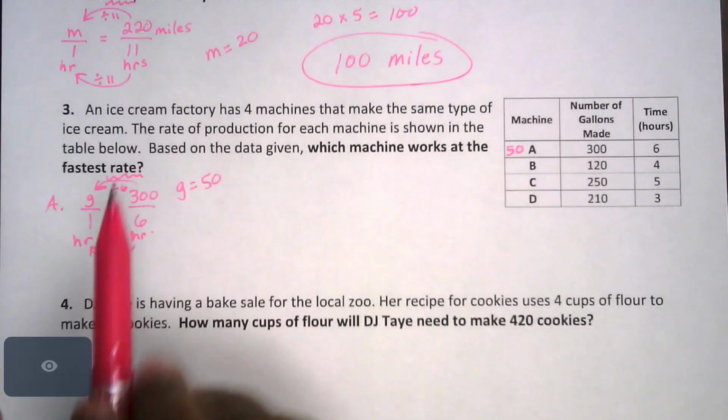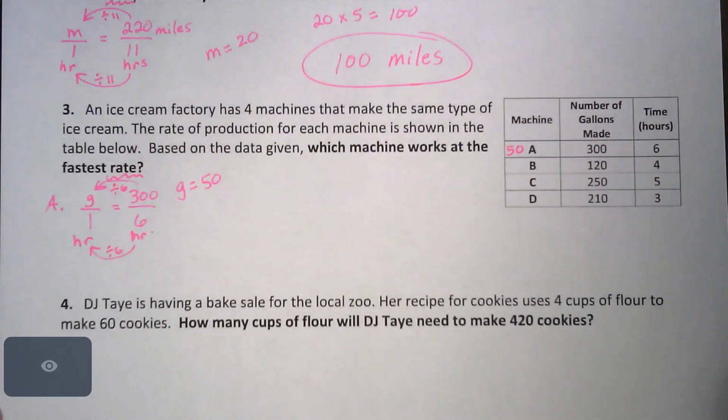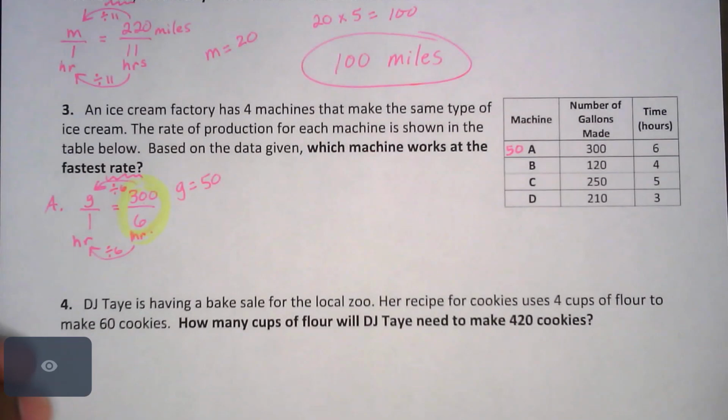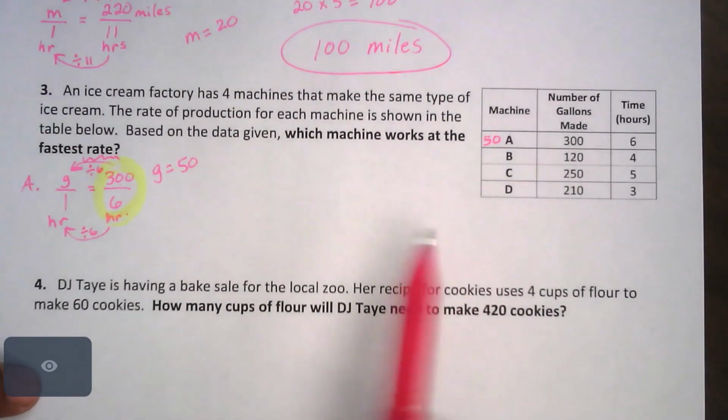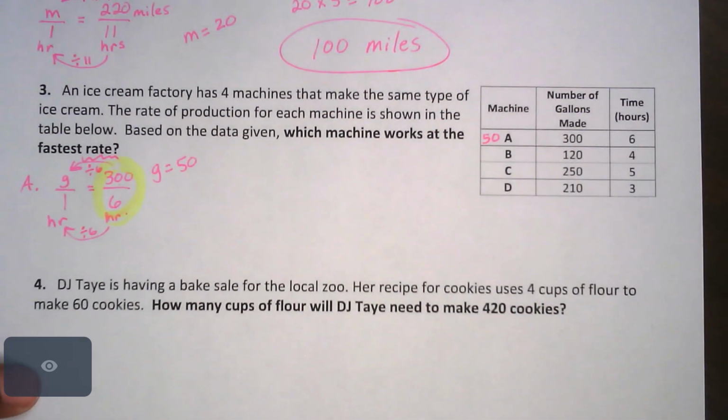Now, notice that I took this 300 and I divided it by 6. Yes? That's the same thing that was happening already in my setup. All right, 300 divided by 6. So that's how I'm going to solve the rest of these. I'm going to take the number of gallons and divide it by the time in hours.